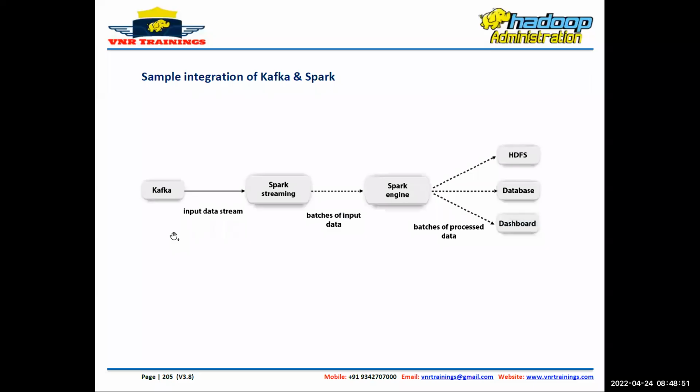Now, a sample integration of Kafka and Spark. So this is Kafka, and this is a Spark streaming job. What will the Spark streaming job do? It will be continuously checking the Kafka topic, and whenever there are new messages in the topic, it will take the data and give it to the Spark engine. Now the Spark engine will process the data, and finally it will store one copy in HDFS or RDBMS and push one copy to a dashboard. So this is one way, Kafka with Spark.